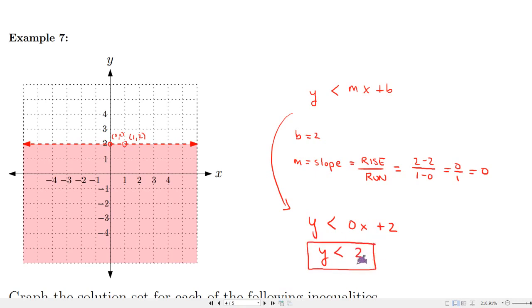And ask yourself, does that make sense? Well, at any point in the shaded region, say for instance the origin, the y-coordinate is definitely less than 2. Anything up here, the y-coordinate is greater than or equal to 2, including what's on the solid line. So it looks geometrically like it makes sense, picking a few testing points.